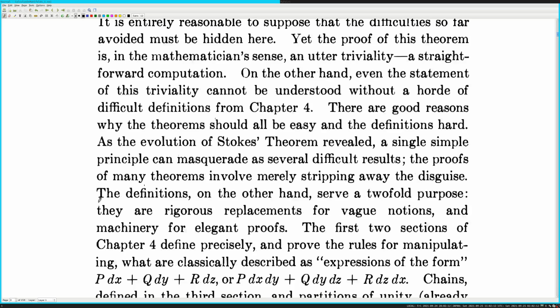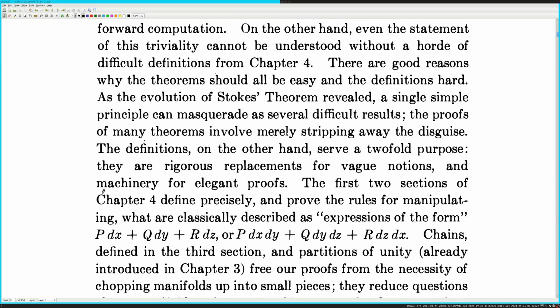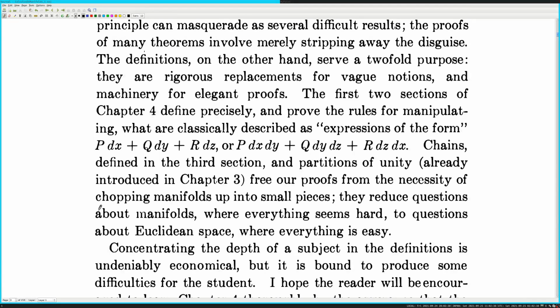The first two sections of Chapter 4 define precisely and prove the rules for manipulating what are classically described as expressions of the form, the differential forms, pdx plus qdy plus rdz, or pdxdy plus qdydz plus rdzdx. Chains, defined in the third section, and partitions of unity, already introduced in Chapter 3, free our proofs from the necessity of chopping manifolds up into small pieces. They reduce questions about manifolds, where everything seems hard, to questions about Euclidean space, where everything is easy.